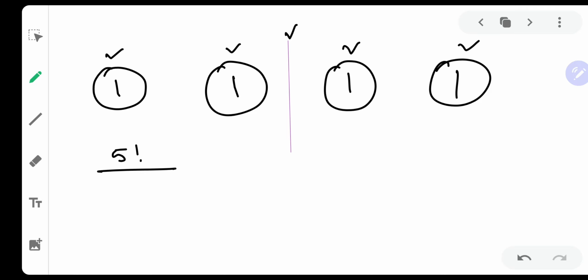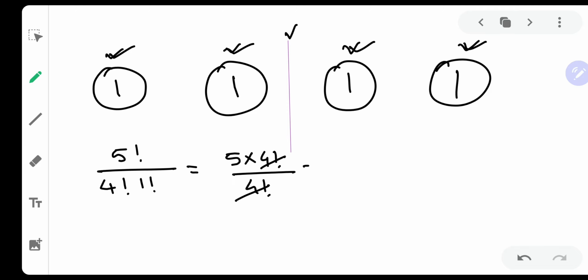But then I observed that all these 4 coins are identical in shape and size. So even if they are shuffled among one another, no new permutations are made. Hence we have to divide by 4 factorial because there is repetition of four 1 rupee coins. And this particular partition is just 1, so that is 1 factorial. So if you solve this, this will be 5 into 4 factorial upon 4 factorial. 4 factorial gets cancelled and the answer is 5.